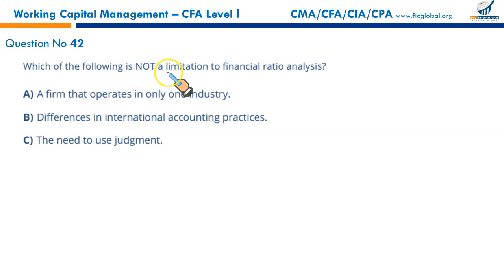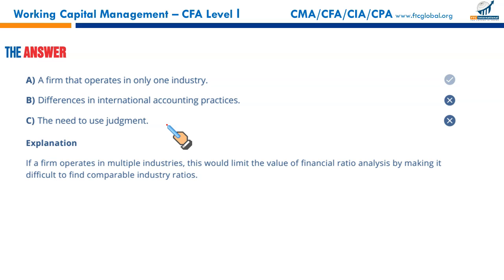Next, which of the following is not a limitation to financial ratio analysis? A, a firm that operates only in one industry. That is good for us. It's not a limitation. We can easily compare the results of the firm with the competitor, with the industry average. B is a limitation: differences in international accounting practices. There are many differences in the application of US GAAP and IFRS, so this is one of the limitations of ratio analysis. We need to use judgments, so needing to use judgment is also a limitation. So that makes A the correct option. A is not a limitation and hence our right answer.